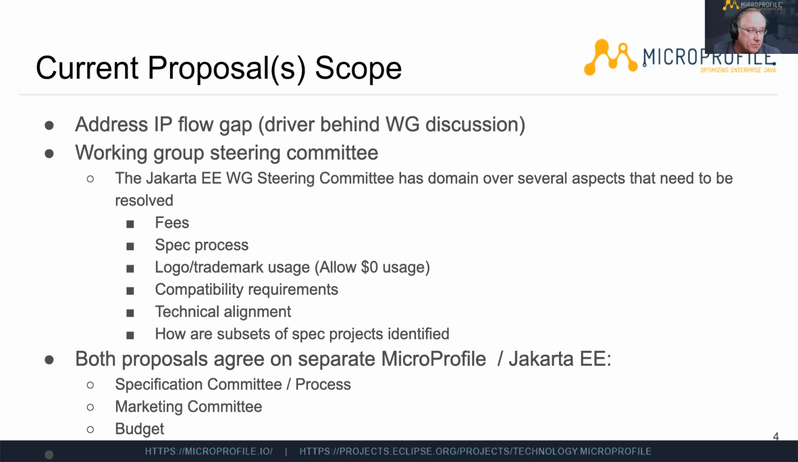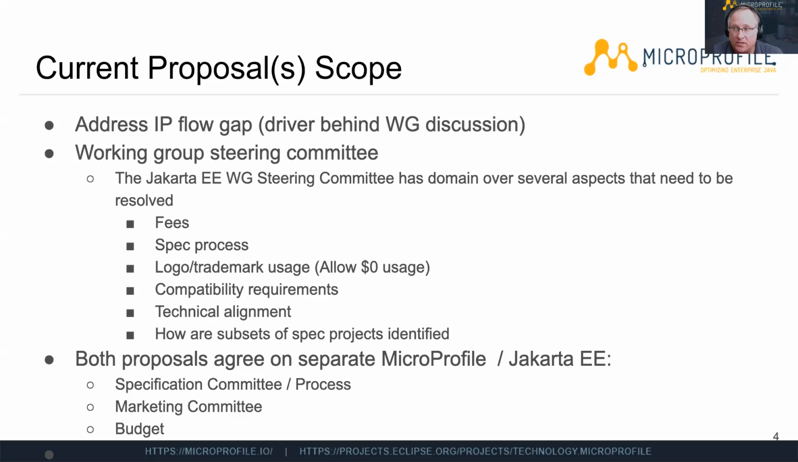There are some things that need to be resolved around logo and trademark usage. There's the MicroProfile logo, and how do we want to handle that? Compatibility requirements are often tied to the use of logos and trademarks. How do we want to handle that within the working group?